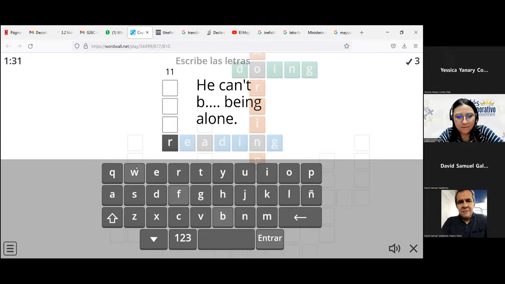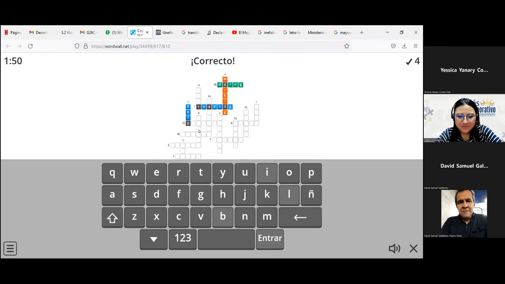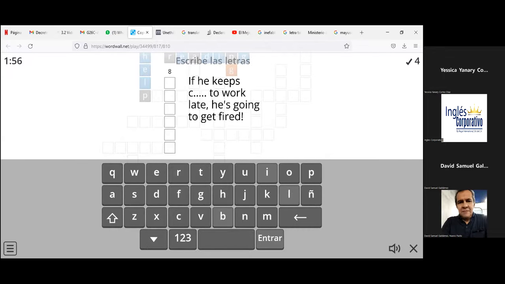Select another one and then come back to that. Yes. Okay. I agree to help. Yes, help wash this car. Yes, another one. If he keeps coming.